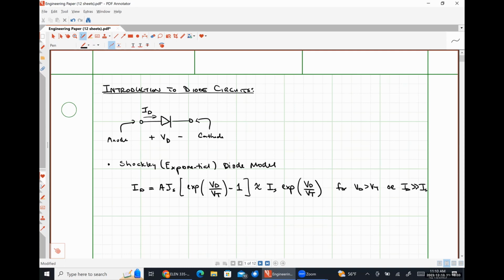So for all intents and purposes, at this point, we're going to throw away this -1 because we're going to assume that whenever we forward bias our diodes or reverse bias our diodes, we're going to do it with voltages that are greater than 26 millivolts.